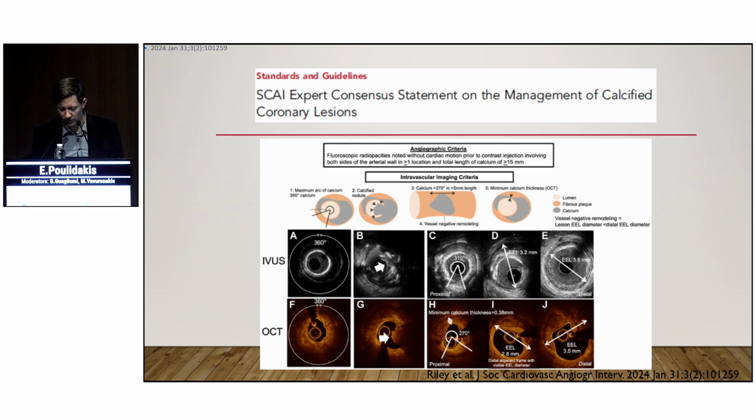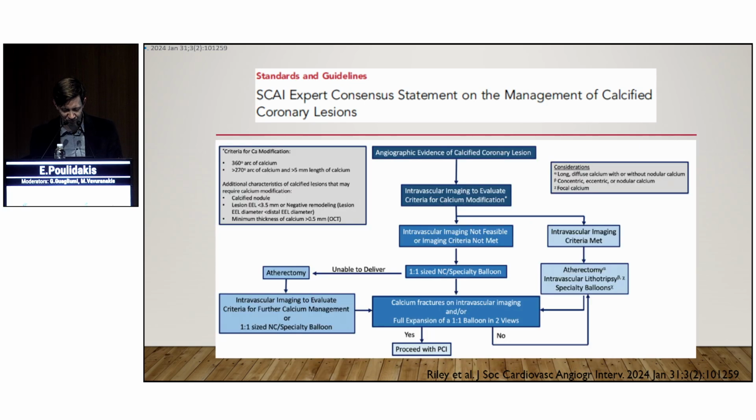And they have also added negative remodeling, which is defined as an EEL at the level of the lesion less than the EEL distal to the lesion, with a diameter less than 3.5. In the algorithm proposed, it's more or less the same. I'd like to point out that they have given some guide for which technique to use. So long diffuse calcium, with or without nodular, is an indication for atherectomy. Lithotripsy can be effective in a rather broad spectrum of calcifications, especially for deep calcium, and a focal lesion can also respond to specialty balloons like cutting or scoring.